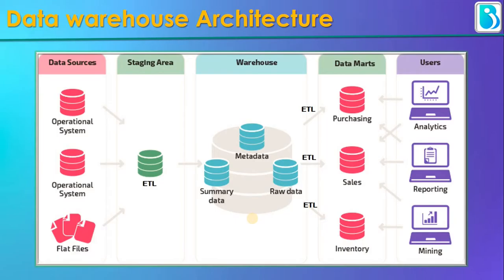Data warehouse architecture. This is the typical diagram of a data warehouse architecture. It has 5 stages: data source, data staging area, warehouse, data marts, and the final end users. Data sources are nothing but operational systems, flat files, POS systems, CRM related data, or any other data which is related to an organization.